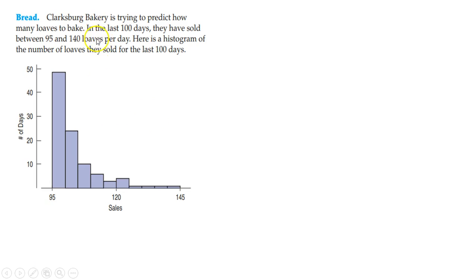Take a look here. A bakery is trying to predict how many loaves to bake. In the last 100 days, they have sold between 95 and 140-ish loaves of bread. And here's a histogram of the number of loaves they sold for the last 100 days. Definitely skewed to the right. So they're more down here.